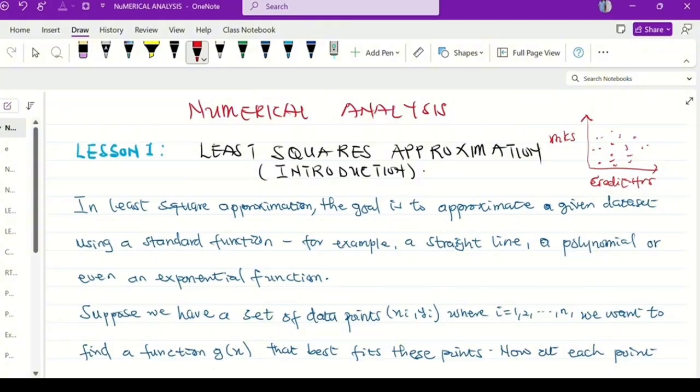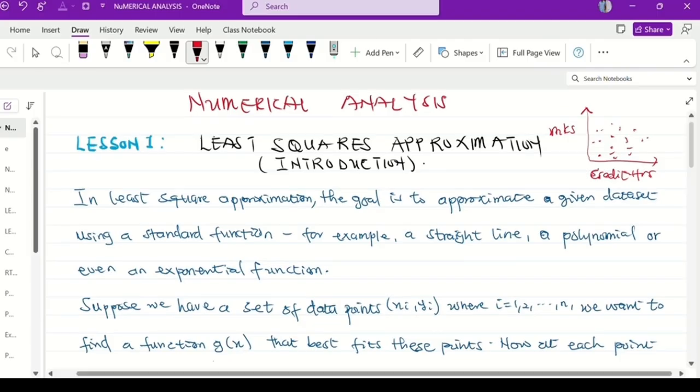Then the question is, how can you find a function like a straight line or a curve that goes close to those points and shows the overall trend? And that's where the least squares approximation comes in. So the goal is to find the best fitting function, maybe a straight line, a curve, or an exponential function, by making the error as small as possible. Okay, so let's dive into our lesson.